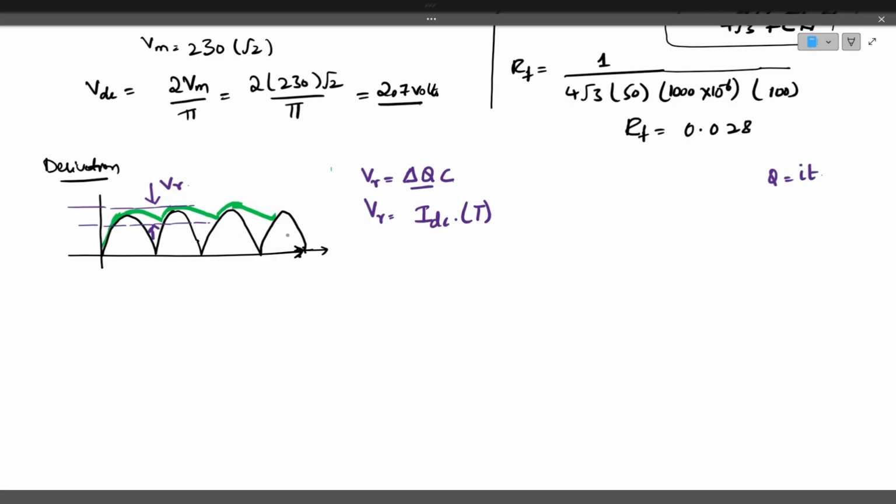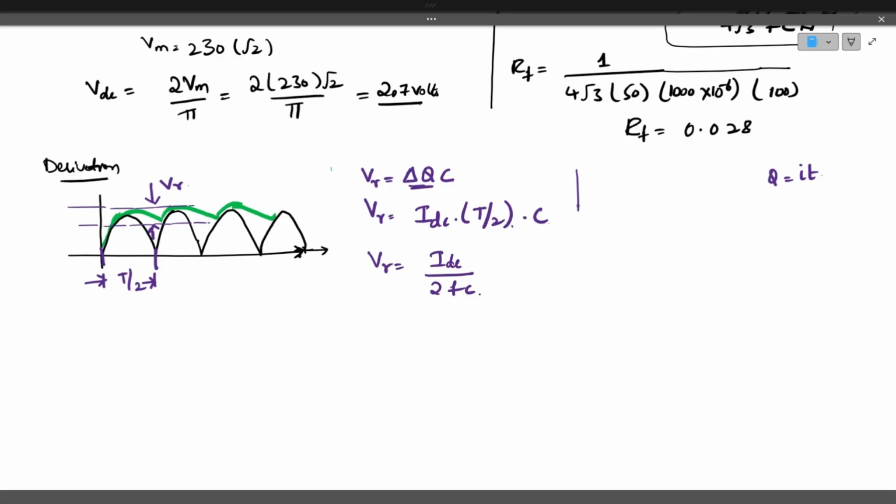So here the average current flows, and T is the time period. What is the time period of the output cycle here? This is T by 2, half of the input. The time period will be half of the input waveform, that is T by 2. So it will be written as T by 2. This is delta Q divided by capacitance. Here the time can also be written as the reciprocal of frequency. So VR equals IDC divided by 2FC. This is the ripple voltage of a full wave rectifier with capacitor as a filter.